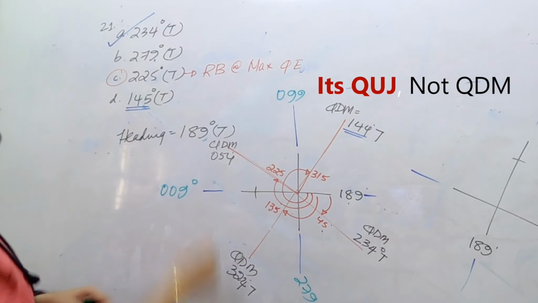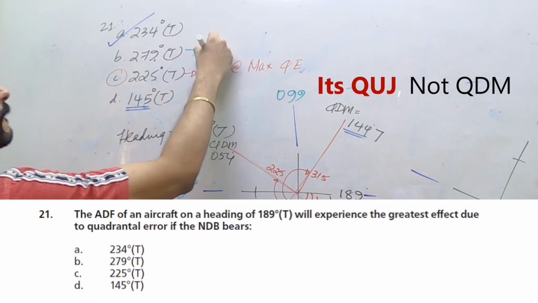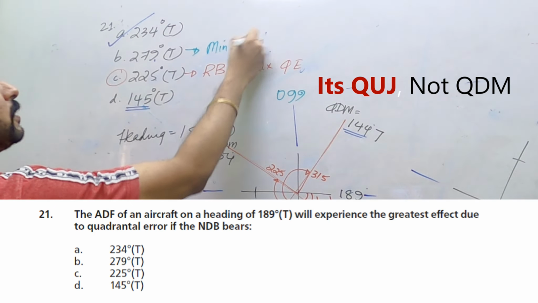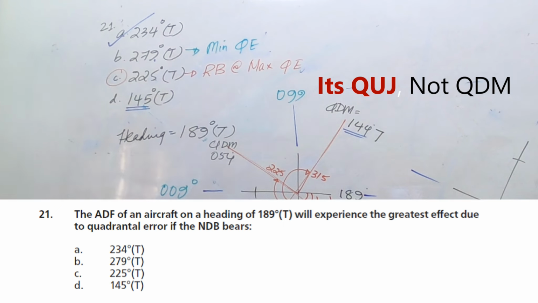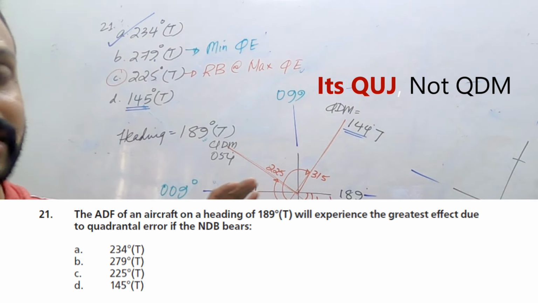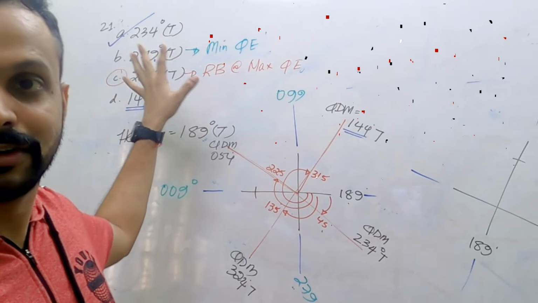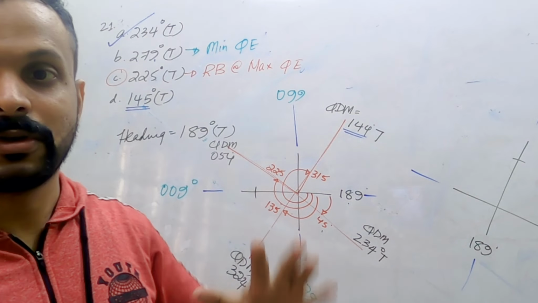So look at the option here, we have 279. What does that correspond to? Minimum quadrantal error. Right, so you can see all these things here in the options. So be very careful. If you go wrong, chances are very high that you might find your answer in one of the options, and it's very easy to go wrong. Right, so make sure you get the answer right.